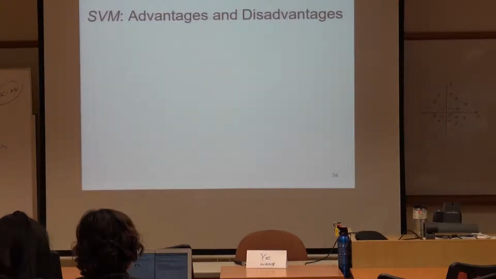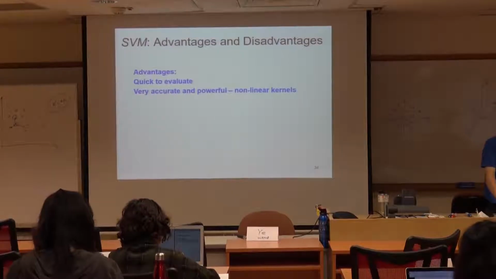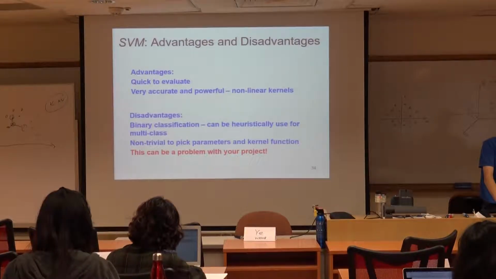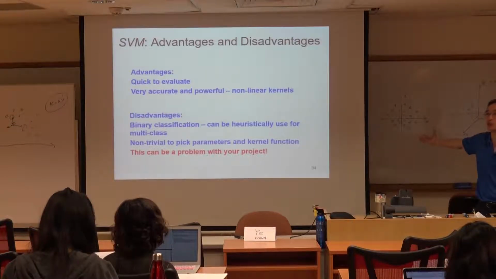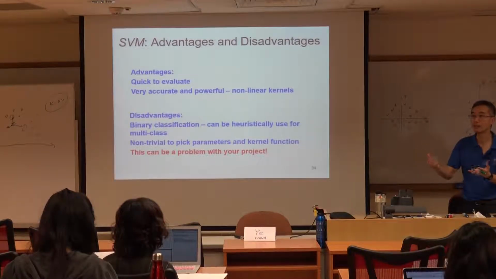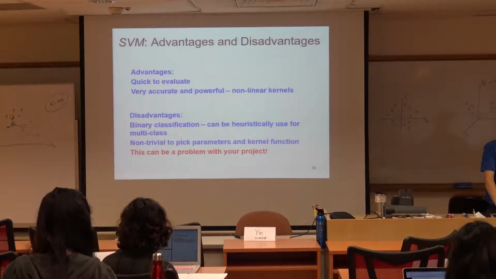Okay, what are the advantages and the disadvantages here? The advantage is that it is very quickly validated, very accurate, and has powerful nonlinear kernels, for example. The disadvantage is that it is a very natural binary classification. It can be heuristically used for multi-class, but is a little tricky to use. It is non-trivial to pick parameters and a kernel function. I just gave a very toy situation where you can easily see how to design these kernel functions. But in reality, designing this kernel function is not trivial at all. So this can be a problem for your project.